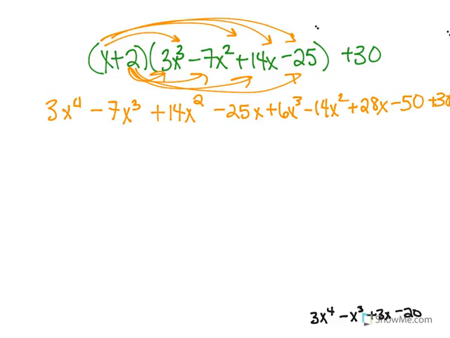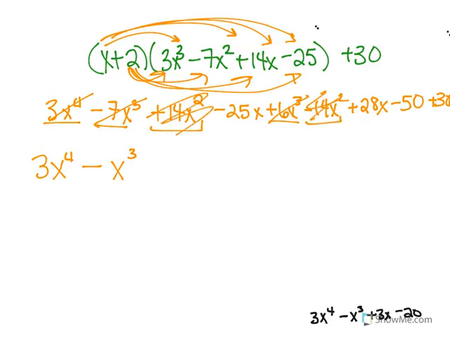Now we're going to combine our like terms. So this is the only like term, so 3x to the power of 4. We have negative 7x cubed plus 6x cubed, which makes negative x cubed. We have plus 14x squared minus 14x squared. Minus 25x plus 28x makes plus 3x. And then minus 50 plus 30 makes negative 20.